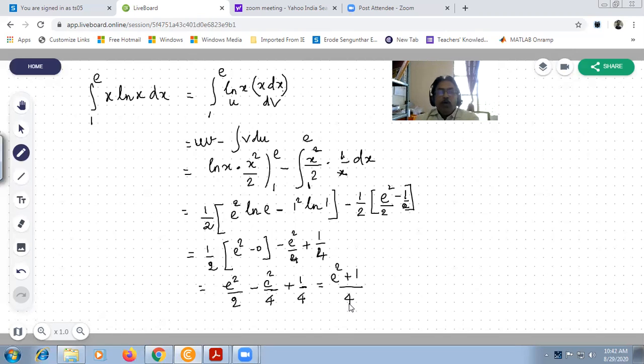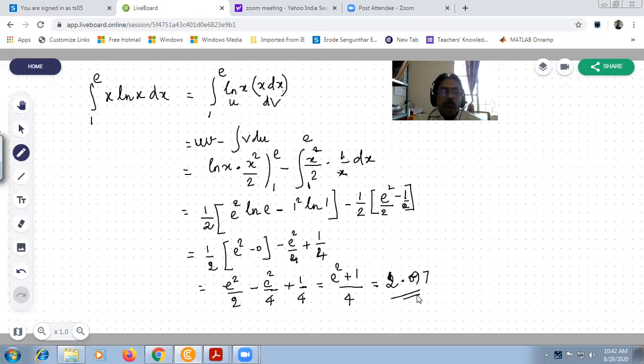Right? E square plus 1 divided by 4. This is approximately, you must know what is the value of E. E is 2.76. You multiply and you add 1. You get the answer 2.097. 2.097, which is the answer for the problem.